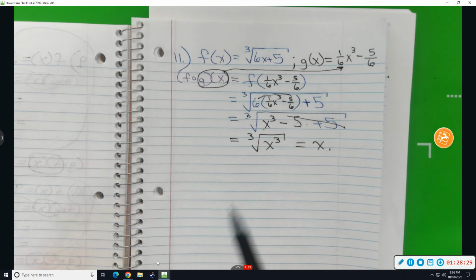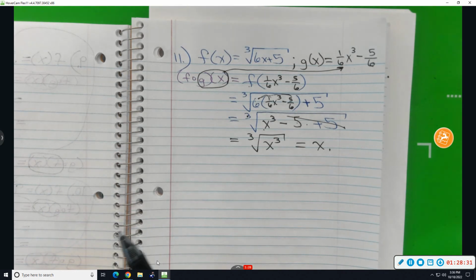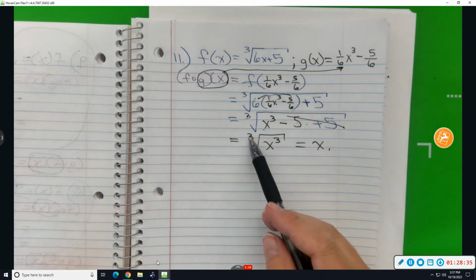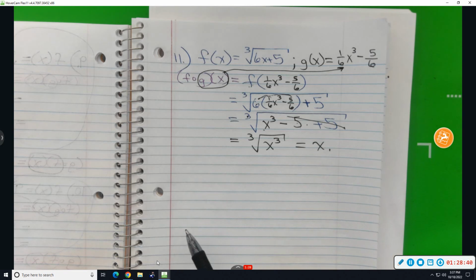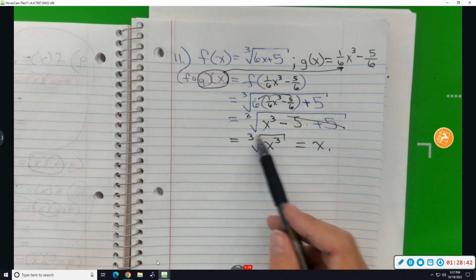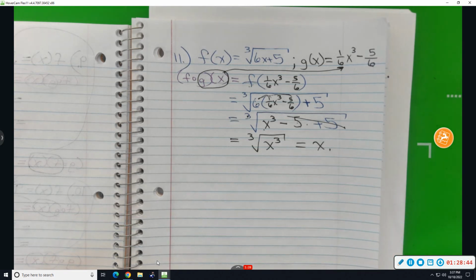What's happening here is that concept that we're going to see next week involving inverse functions. The cube root is the inverse of the cubing function. They're performed consecutively. They cancel themselves out.